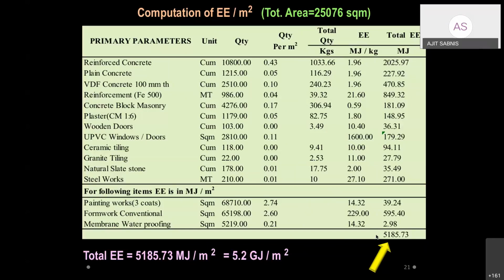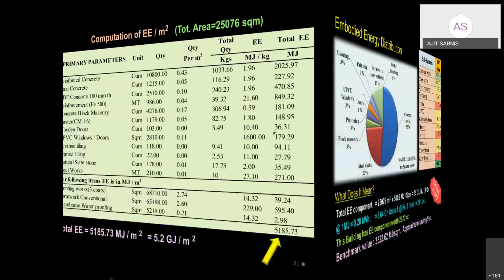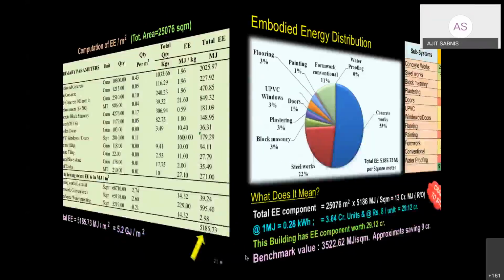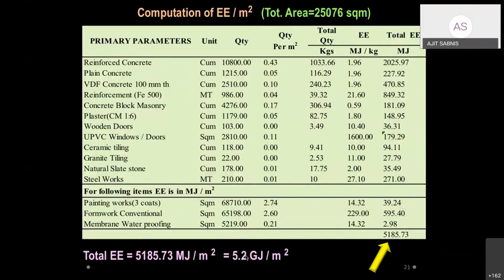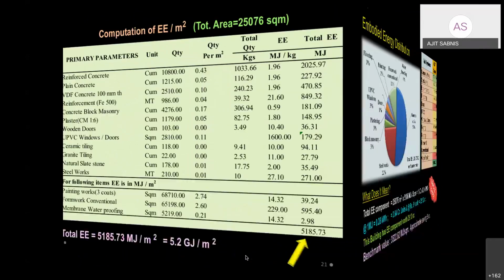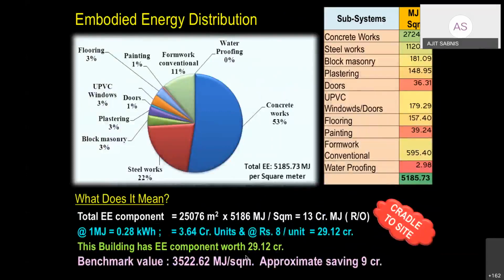megajoules per square meter, which actually is about 5.2 gigajoules per square meter. Now we understand, and when we have this, a similar comparison can be made. Now it can be symbolically represented like what is shown in the chart, and on the right side is actually the abstract of all the things we have shown. This is the abstract of the case study we are now talking about.